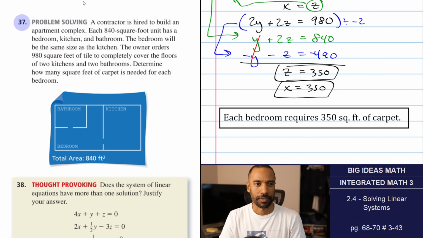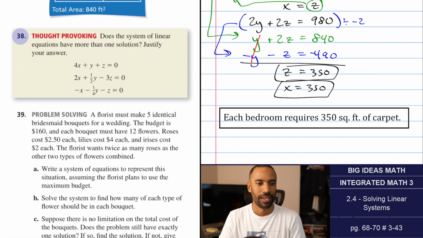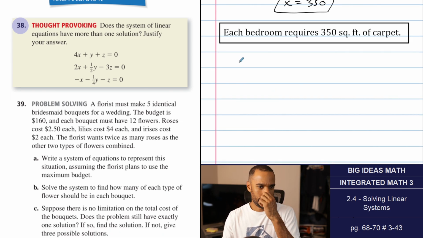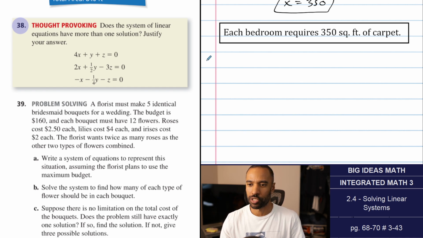All right, number 38. What problem are we going to again? I keep forgetting. 43. So we got 6 more problems still. Thought-provoking. Does the system of linear equations have more than one solution? Justify your answer. Well, how about we solve it?